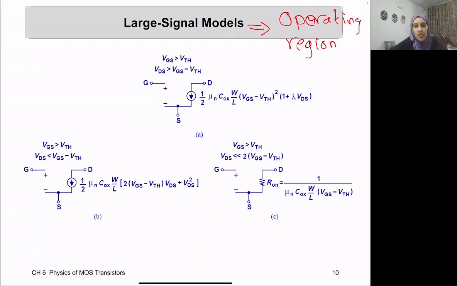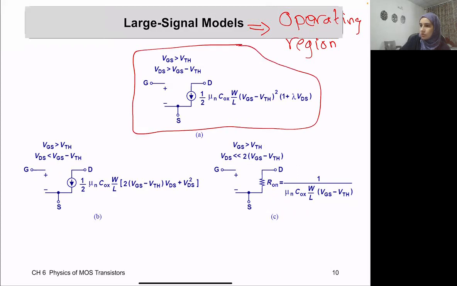Means in the large signal analysis, we decide what is the operating region of this transistor. Is it in saturation region, in the triode region, or in the cutoff region? I mean, the transistor is off. Now, when it is in the saturation region, it is here in this condition, this is saturation.